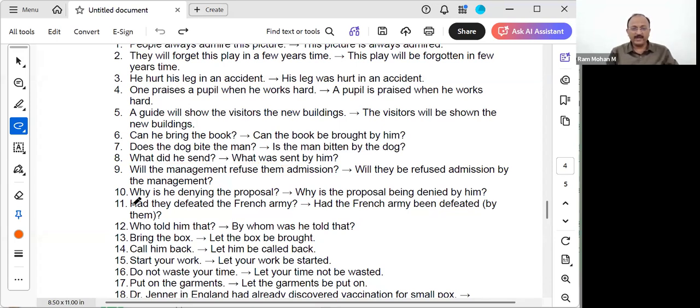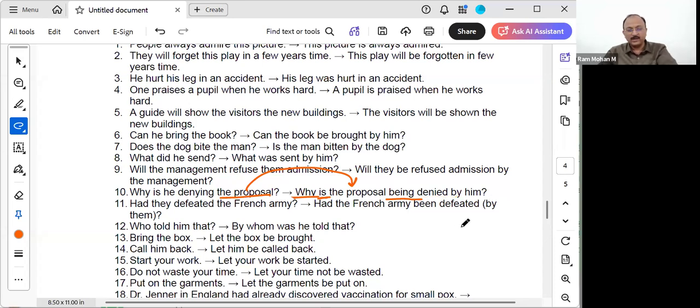Let's see here. Why is he denying the proposal? The 10th one we'll see. Why is he denying the proposal? So it will start with "why" only, the question. "Why is" will come as it is. The object will become the subject. Why is the proposal being denied? Correct? No, "is" means "being" will get added here. Why is the proposal being denied by him?